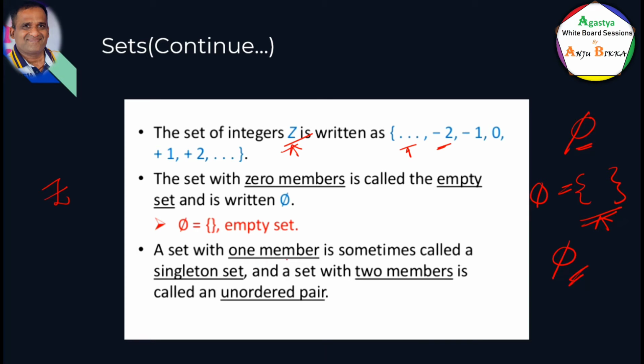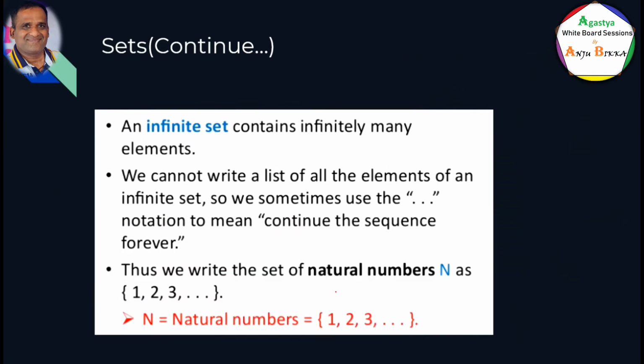A set with one member is sometimes called a singleton. Singleton means one. Any set with one element is a singleton, and a set with two members is called an unordered pair. So if the set has one element, this is a singleton, and you can say {A, B, C}. This is also a singleton, as it is also having one element. And a set with two members is called an unordered pair.